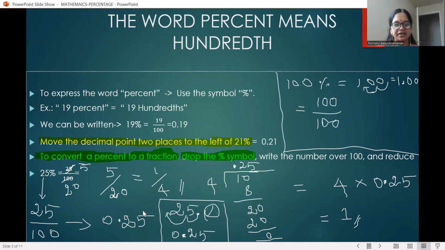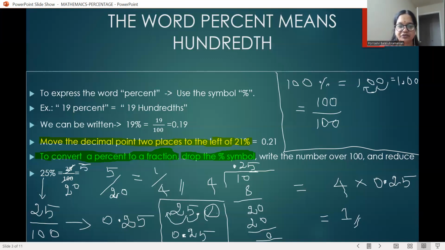First we'll see how to convert a percent to a fraction. For this, the first step is to remove the percentage symbol from the value. Look at this example, 25 percentage. 25 percentage means 25 divided by 100. This value contains the percentage symbol, right? Next step, you have to write it in fraction form. It means 25 divided by 100.